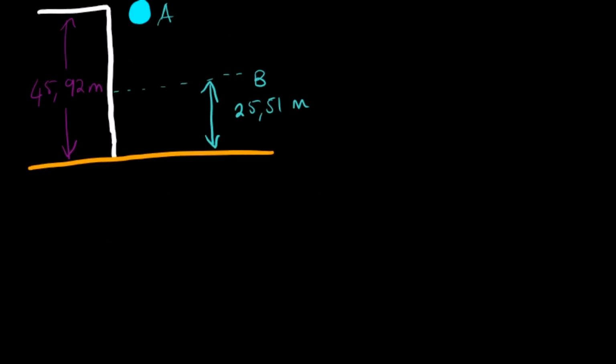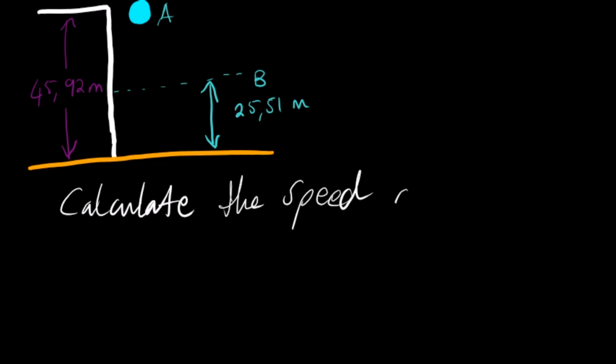Now let us look at this scenario. We are given that the height of the building is 45.92 meters, and then we have point A. We also have point B. At point B, the height is 25.51 meters. Now the question: calculate the speed at point B. Now the ball was released.